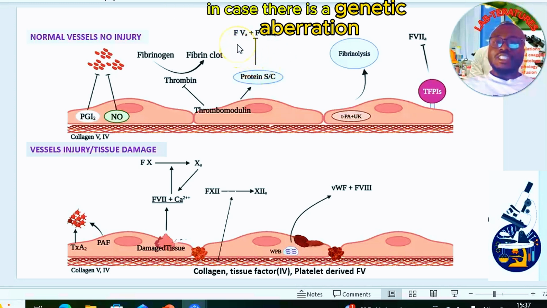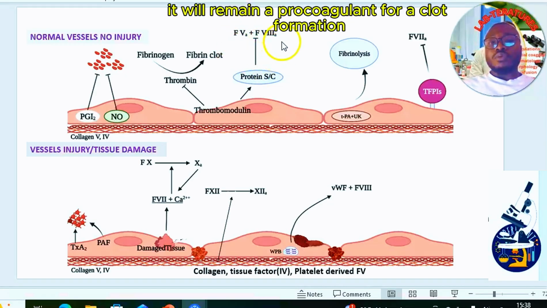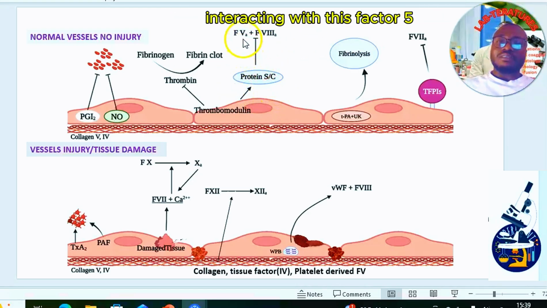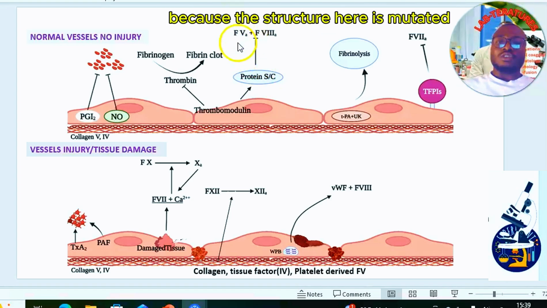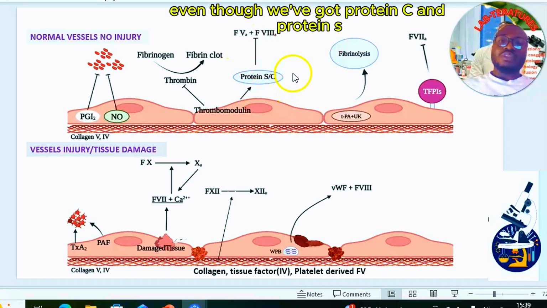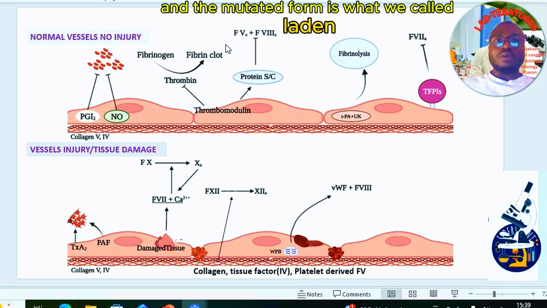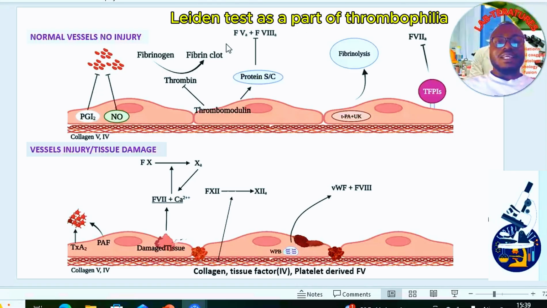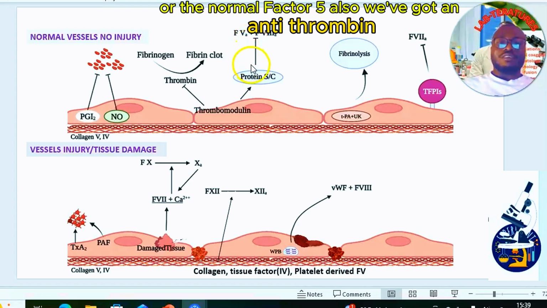In case there is a genetic aberration or a mutation of the factor 5 gene, though it will remain a procoagulant for clot formation, however, in the process of protein C interacting with this factor 5, it is not going to have its binding affinity onto it because the structure here is mutated, and therefore the clot will continue to form even though we've got protein C and protein S. The factor 5 here that we have got is mutated, and the mutated form is what we call factor 5 Leiden. This is the reason why we do the factor 5 Leiden test as part of thrombophilia, to see if there is the mutated form of factor 5 or the normal factor 5.